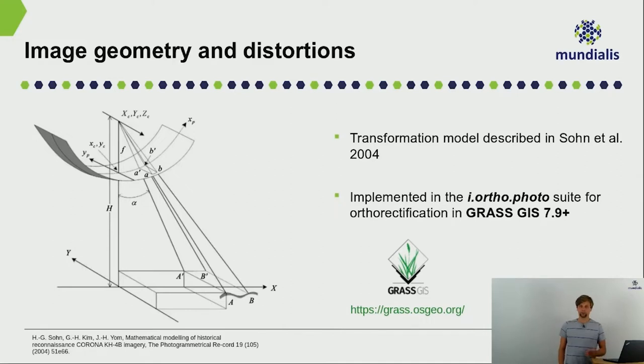The i.auto.photo suite is the standard rectification workflow in order to autorectify aerial or space-borne images, normally assuming just central perspective cameras, but now we extended it to also be able to cope with these panoramic distortions. It is part of GRASS GIS from version 7.9 onwards, so if you install GRASS GIS locally on your computer, you already have all the software you need to autorectify the Corona scenes, and of course it's free and open source.